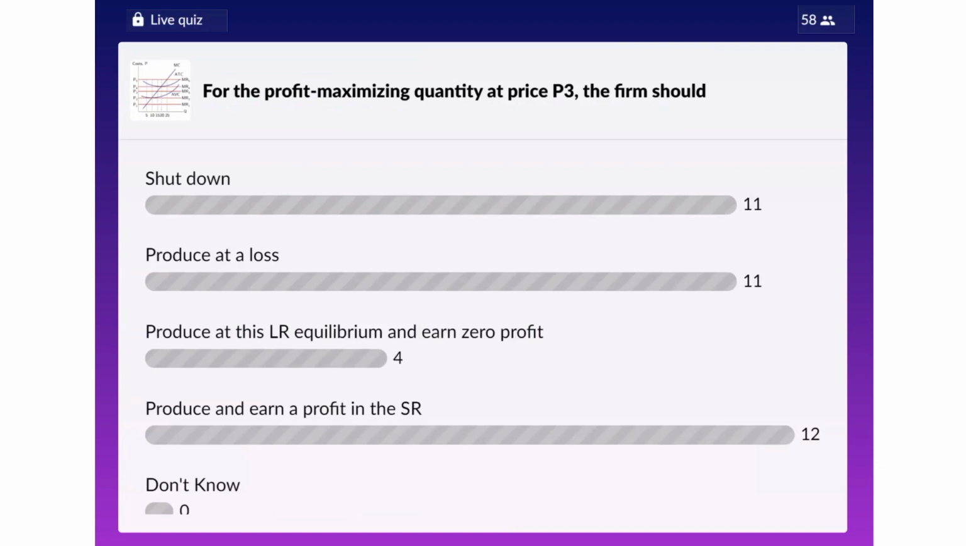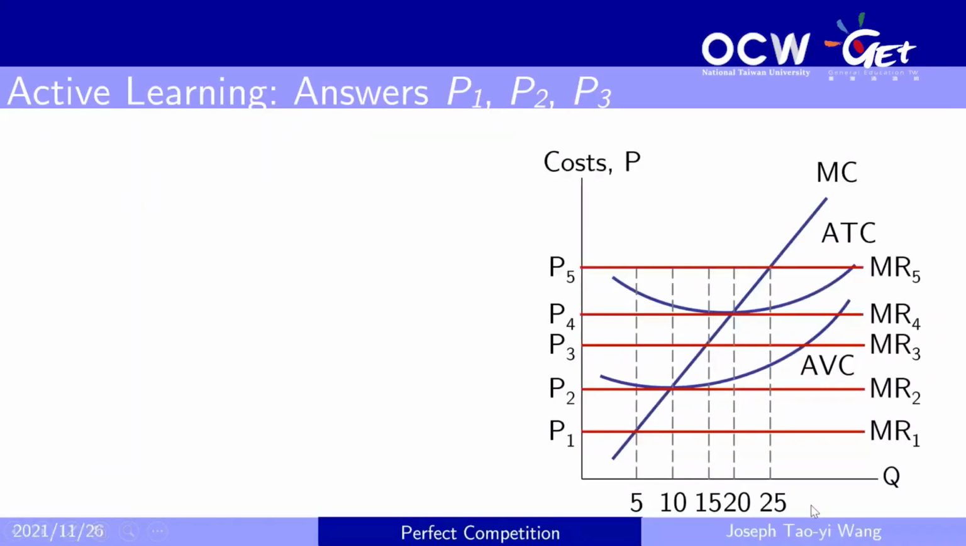Okay, so now you guys are divided. Some say shut down, some say produce at a loss, some say produce at this long run equilibrium and earn 0 profit, and some say produce and earn a profit in the short run. And the answer is produce at a loss. So, okay, so now we went through 3 prices, so let's take a look.